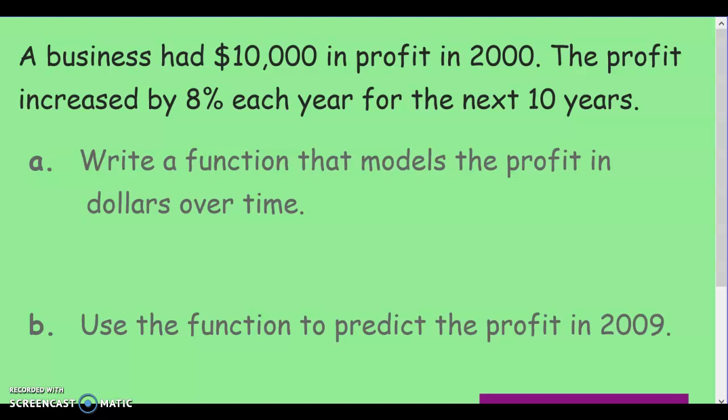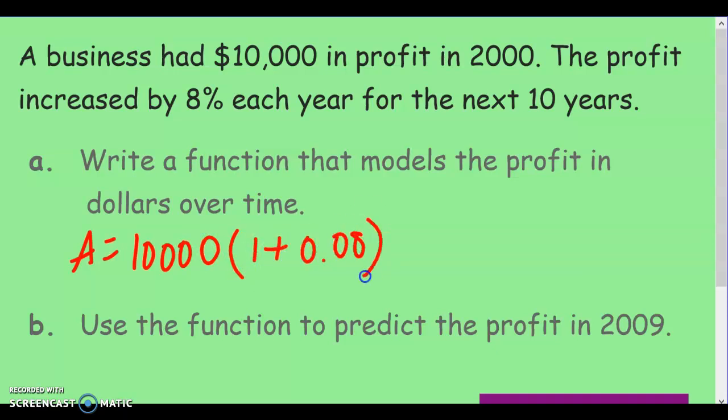And so this is saying a business has a profit in the year 2000. The profit increased by 8% each year for the next 10 years. So what's going to happen is we need to write a function that models this over time. So we're going to say, well, my initial amount starts at 10,000, okay? I'm going to do 1 plus my percentage, which would be 0.08, and we're going to go over 10 years.